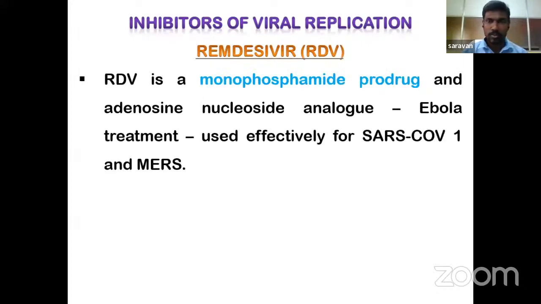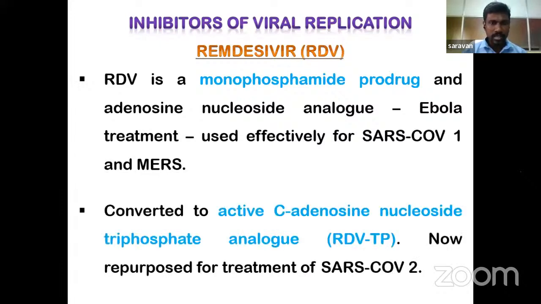Remdesivir is a monophosphoramidate prodrug and adenosine nucleotide analog, which was actually developed as a drug of choice for the treatment of Ebola virus. But later on, it was very effectively used during the first two outbreaks of coronavirus, that is SARS-CoV-1 and MERS-CoV. And at present, it has been employed in the treatment of SARS coronavirus infection 2.